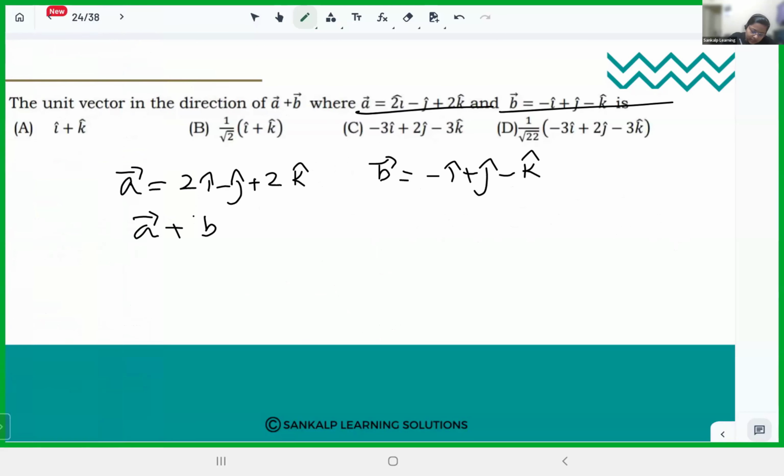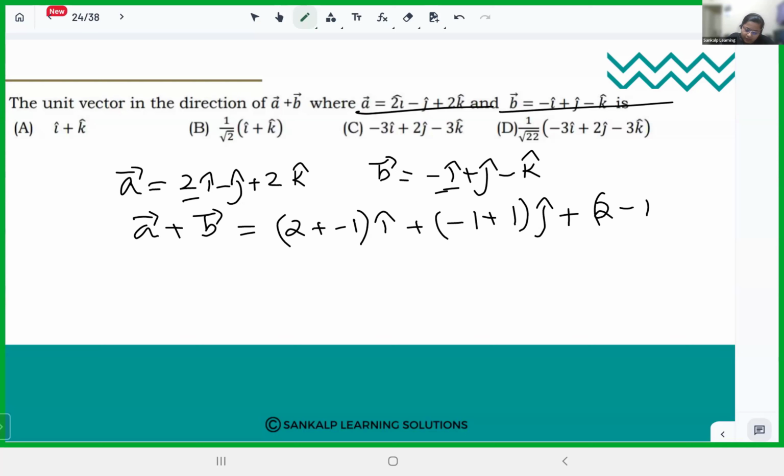So vector A plus vector B, how will you do vector A plus vector B? You have to add the corresponding components, isn't it? So the i component is 2 and minus 1, so you add 2 plus minus 1 into i, then minus 1 plus 1 into j, and then the k component is 2 minus 1 into k. That's how you add two vectors, that is A plus B.